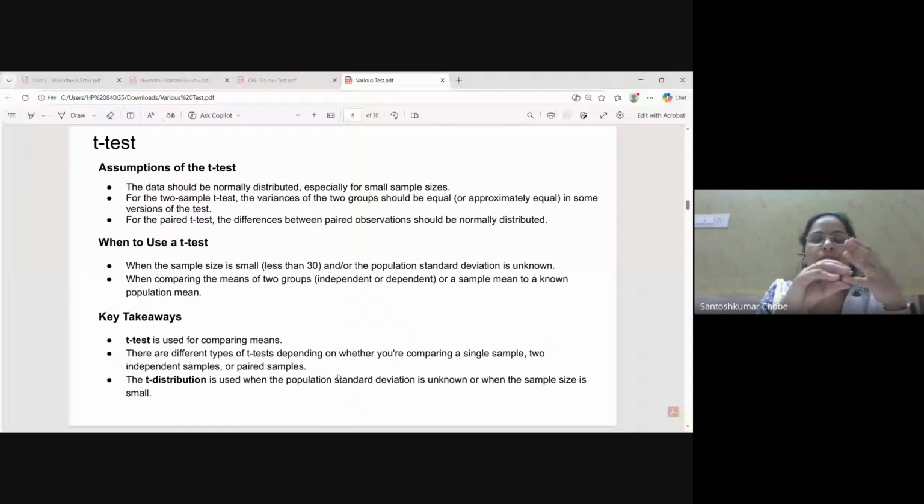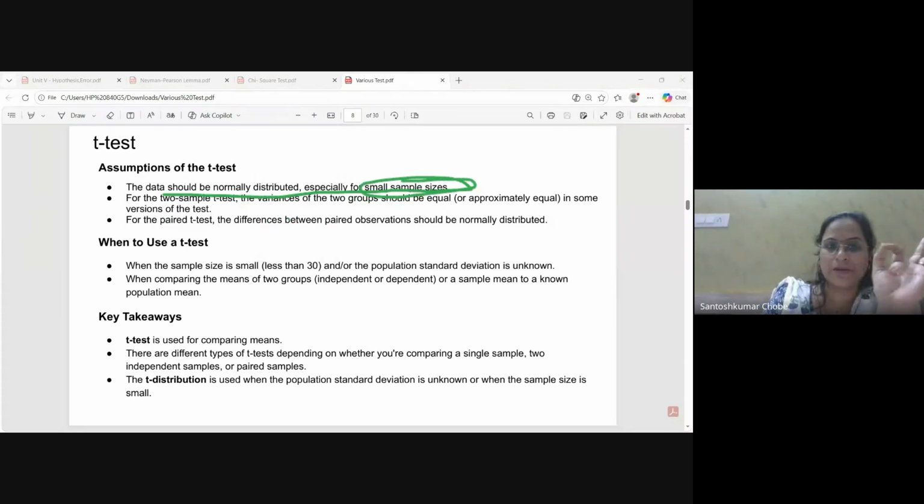So we'll move ahead. We'll see a few assumptions of, and these are the important assumptions of the t-test. Please remember, you are going to get the numerical, you are going to get the questions on the basis of these assumptions also. So the data should be normally distributed and it has to be for the small value. Please remember, whenever I am going to use the t-test, it has to be used for small sample sizes only. Is this clear with all of you?